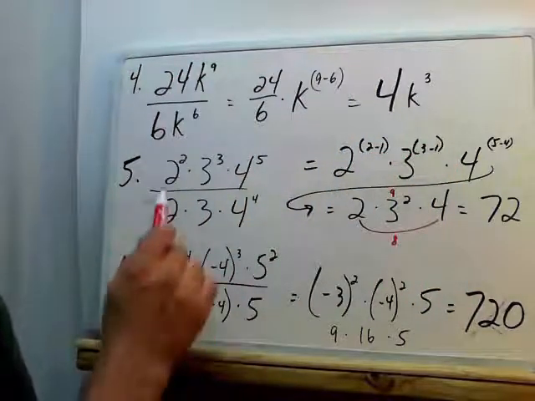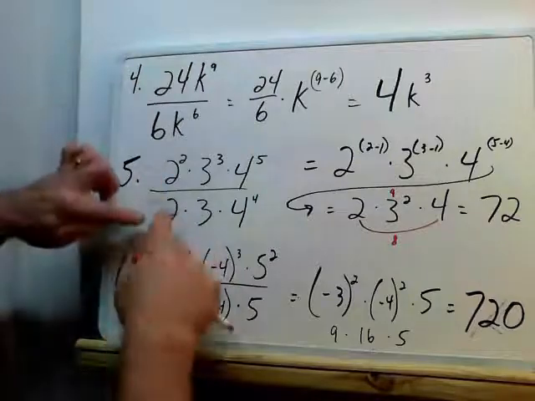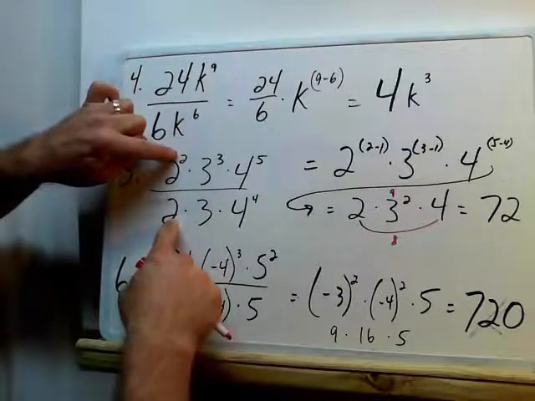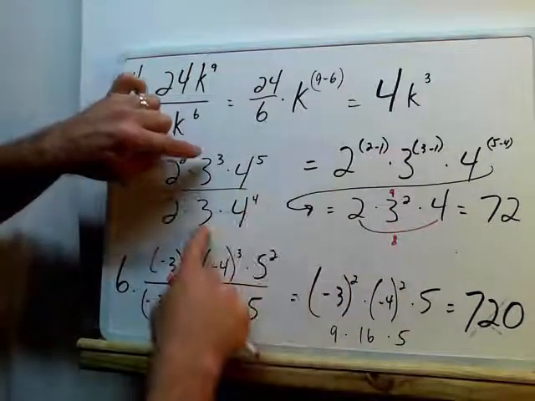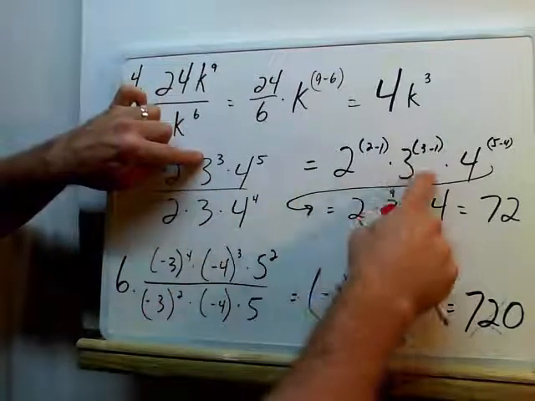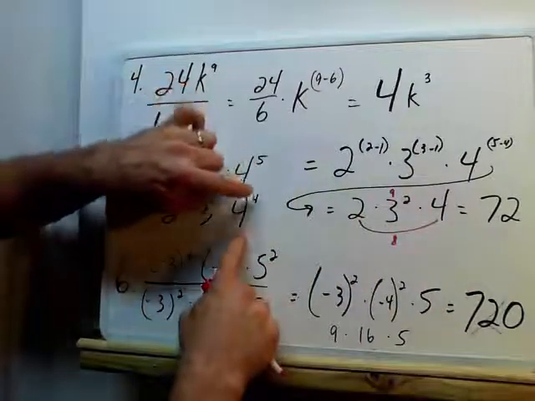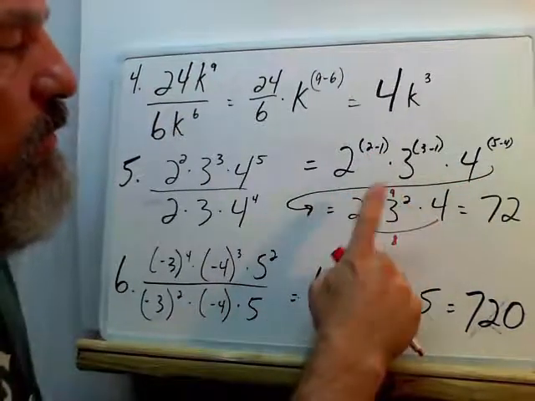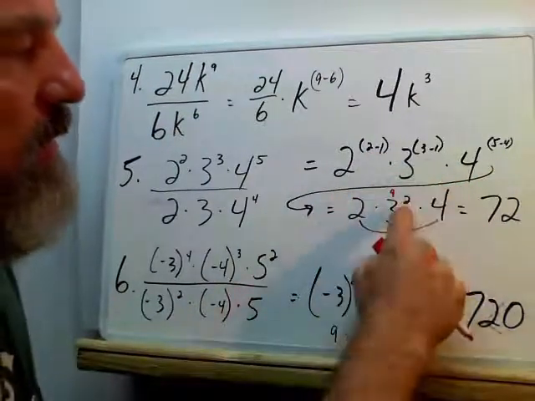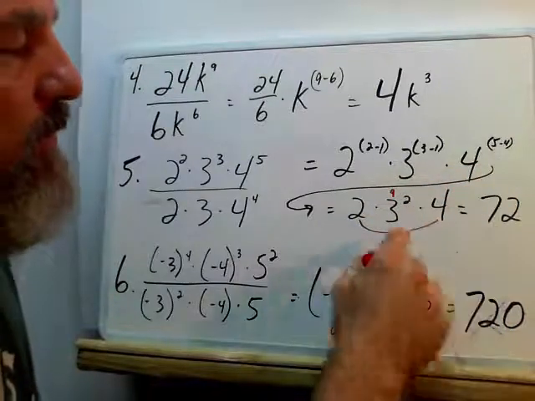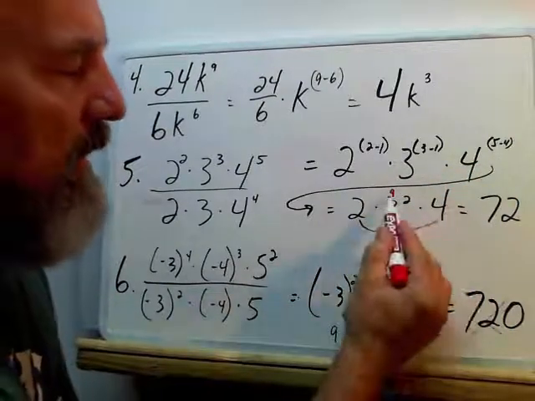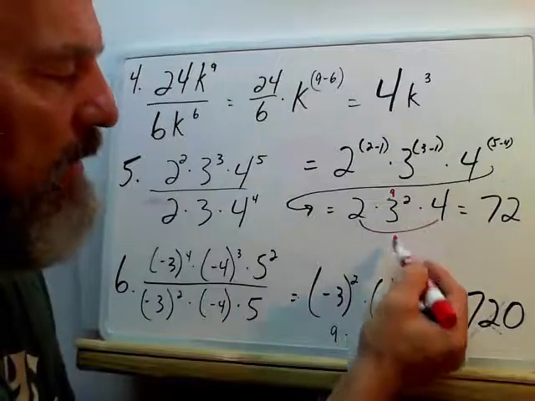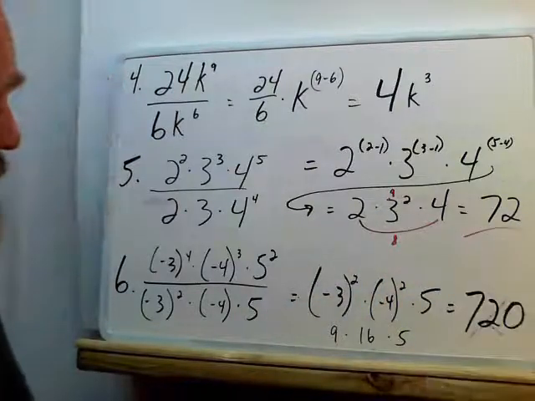Number 5, this is the way I would take a look at this problem. We have 2 to the 2 minus 1 times 3 to the 3 minus 1 times 4 to the 5 minus 4. That brings us to 2 to the 1st. We'll just write it as 2, 3 to the 2nd, 4 to the 1st. 3 to the 2nd is 9. 2 times 4 is 8. 9 times 8, 72 is your final answer.